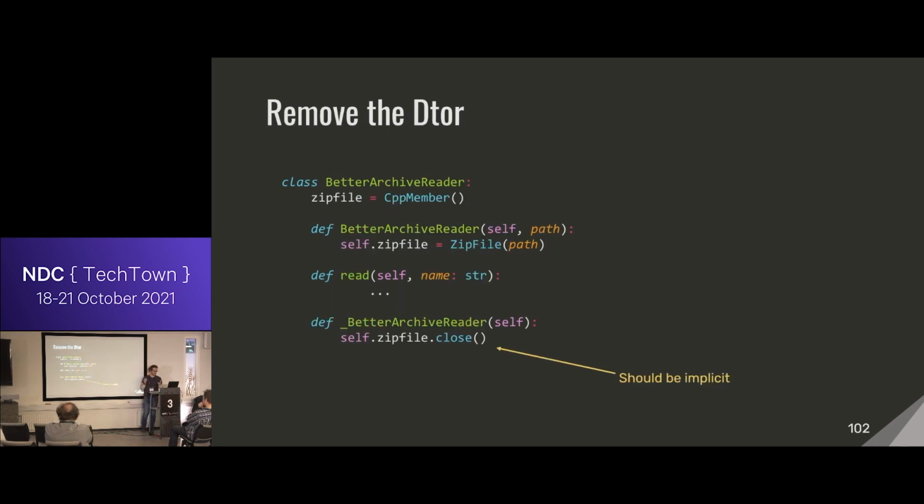And then everything just works. We assign to the variable, it gets removed from the scope, it does not get automatically destructed. But we still call the destructor of the zip file explicitly in our destructor, and in C++ we don't need to do that, so we probably shouldn't have to do it in Python either.